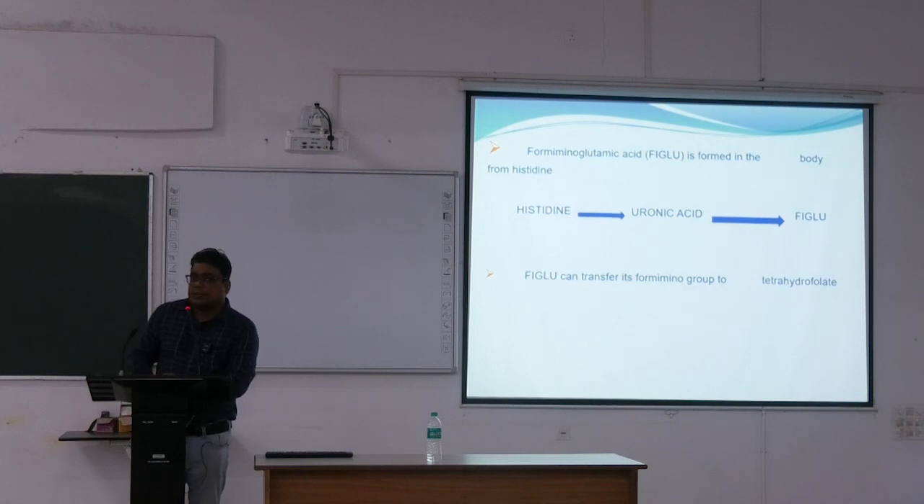So through the confirmation of FIGLU, what do you consider? What is the significance of this test? It means there is a deficiency of vitamin B9. That's why it is important. The FIGLU test is considered to check for deficiency of vitamin B9. If FIGLU is confirmed in the urine, then it is confirmed that there is a deficiency of vitamin B9 in the body.